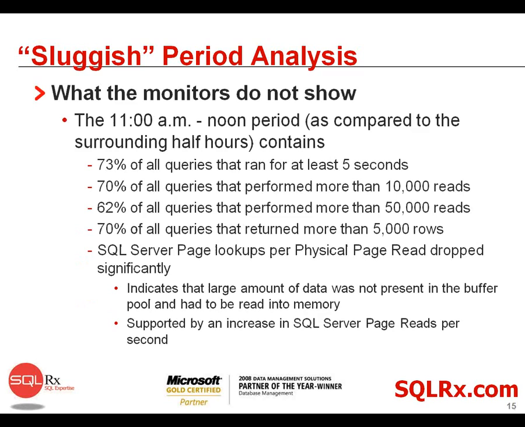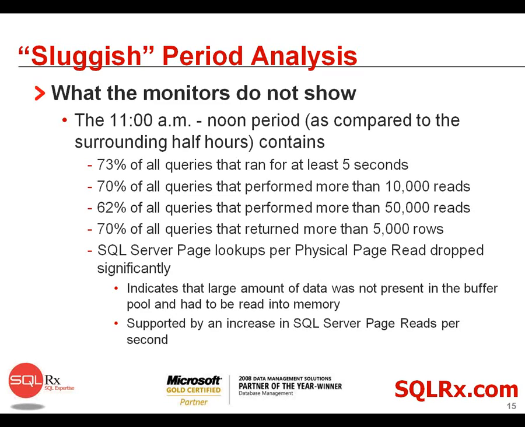What the monitors don't show is that 73% of all the queries that ran for at least 5 seconds occurred in this interval. Now you will have seen in the graphs generally that, okay, there were more of them, but percentage-wise, you won't know. 70% of the queries that performed more than 10,000 reads occurred in that interval. 62% of the ones that did more than 50,000 reads. And 70% of the ones that returned more than 5,000 rows. So you can see there was generally more work done in that period than other periods.